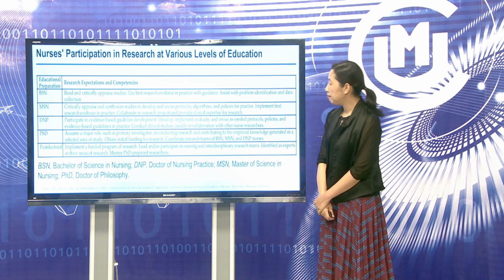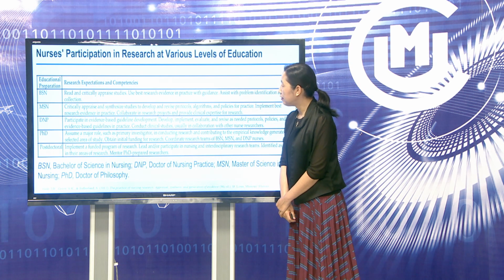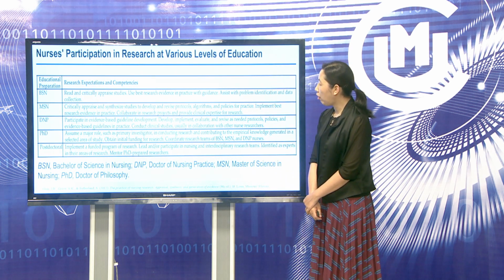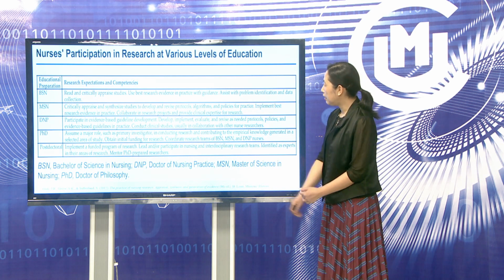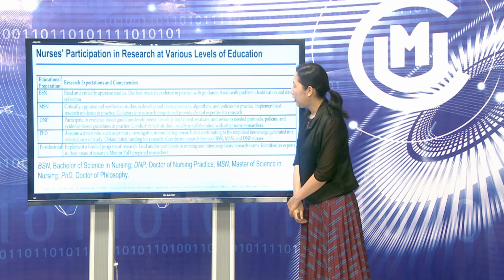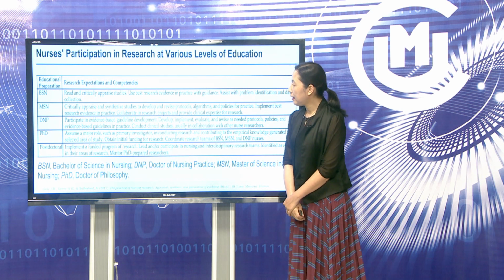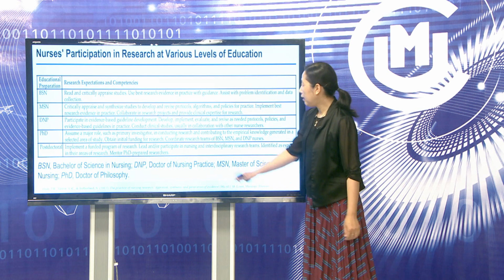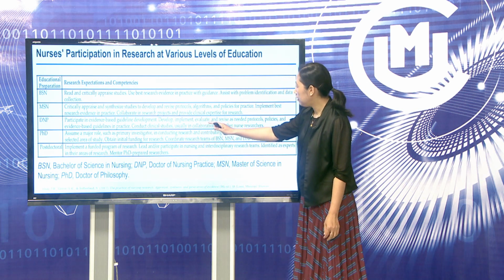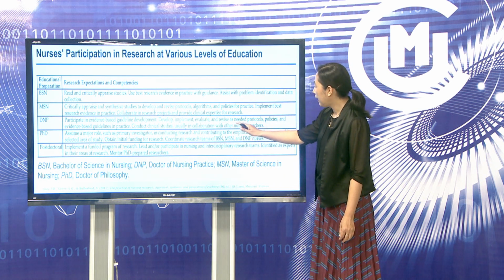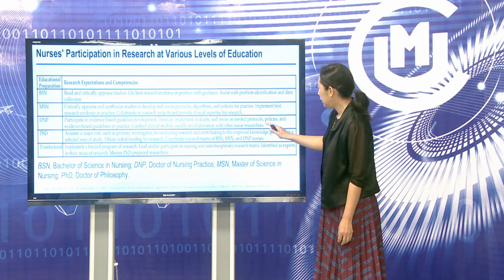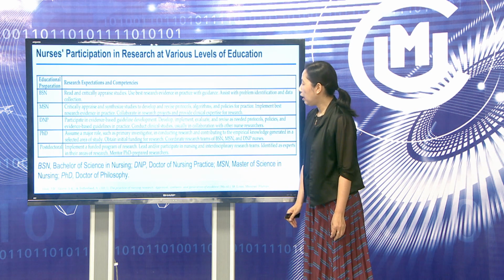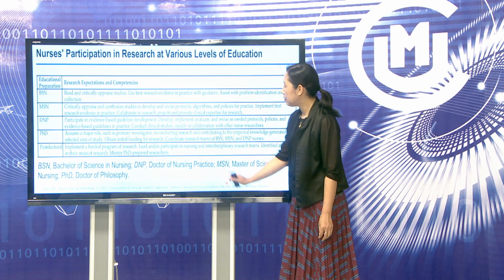For MSN nurses, they can critically appraise and synthesize studies to develop and revise protocols, algorithms, and policies for practice. For DNP nurses, they can participate in evidence-based guideline development and develop, implement, evaluate, and revise as needed protocols, policies, and evidence-based guidelines in practice. They also can conduct clinical studies.